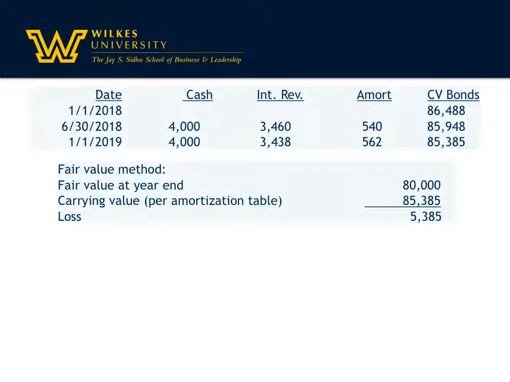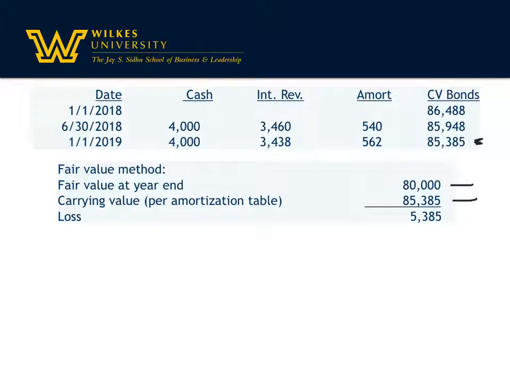So when we first recorded the bond at a premium, that's because the stated rate was much higher than the market rate. But let's say that the market rate has now increased and the bond can be issued at par, so the fair value is $80,000. And it could be any number you've been given. But the carrying value in the amortization table is $85,385. So in essence, your investment has a loss of $5,385. So you need to record your loss.